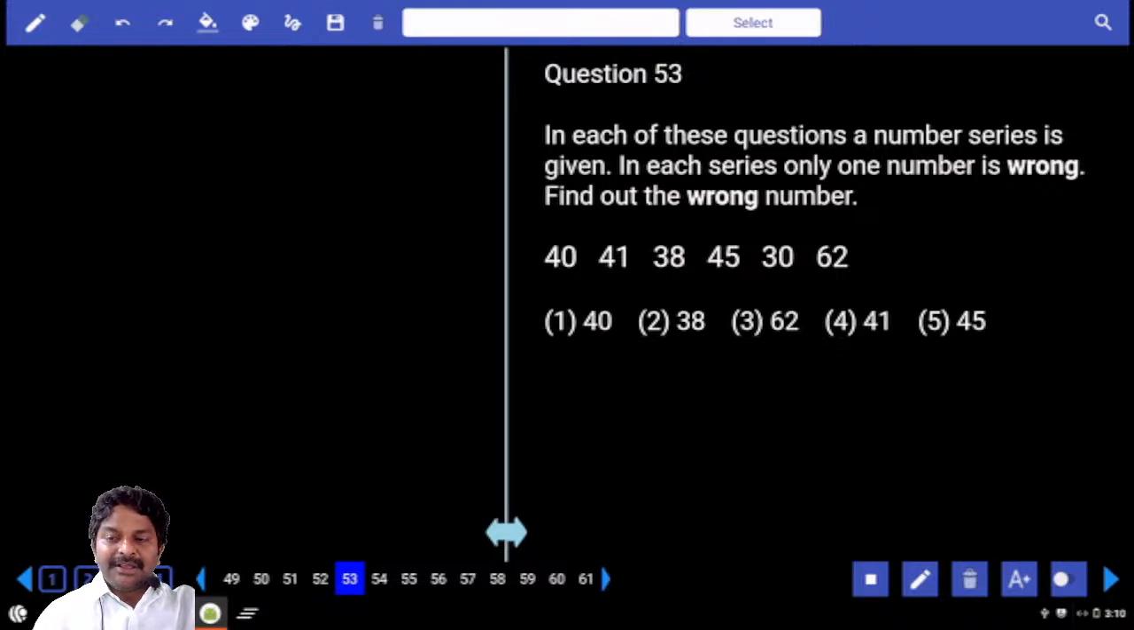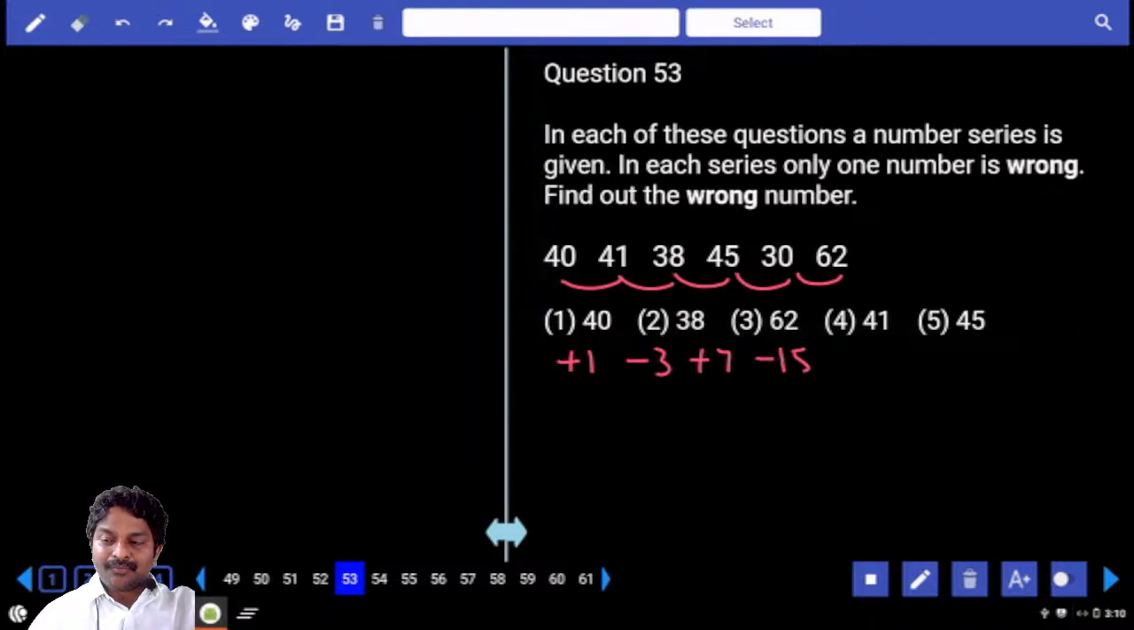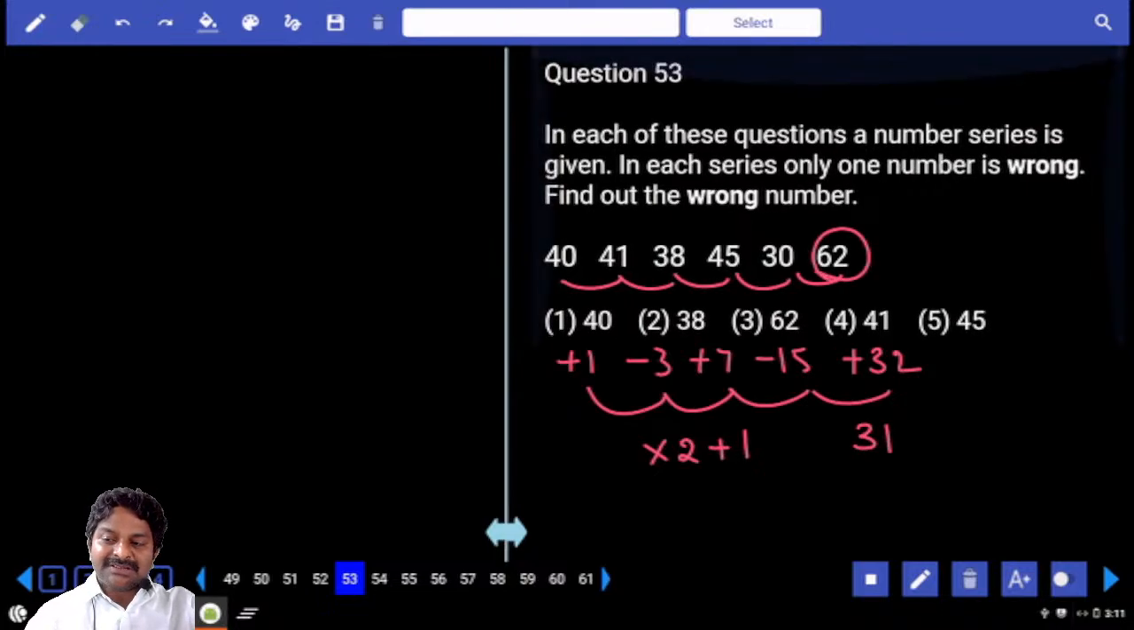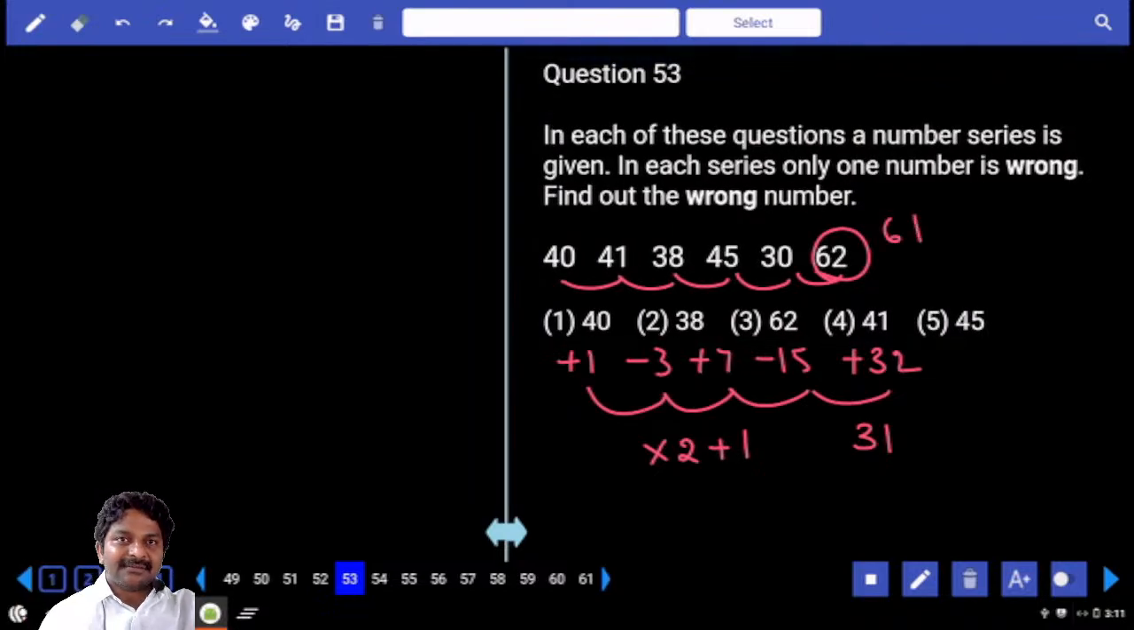Right. So increase and decrease is there. How much increase? Plus 1 here. Minus 3 here. Plus 7 here. Minus 15 here. Plus 32. Forget about plus or minus. Concentrate only on the face value. 1 and 3. 3 and 7. 2 and 15. In all these cases, into 2 plus 1 is happening. So here also it has to be 15 into 2 plus 1. There must be 31. That means in place of 62 you are supposed to get 61.